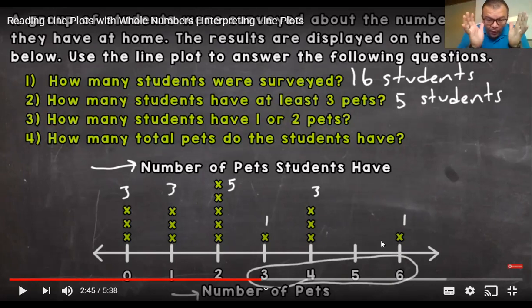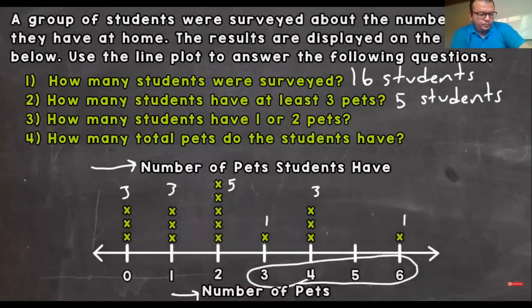So we see 5 students have at least 3 pets. We have 16 students in total. So now we're going to see how many students have only 1 or 2 pets. We need to take a look at this portion of our line plot, 1 or 2. So 3 students have 1 pet, and 5 students have 2 pets. So that's a total of 8 students.